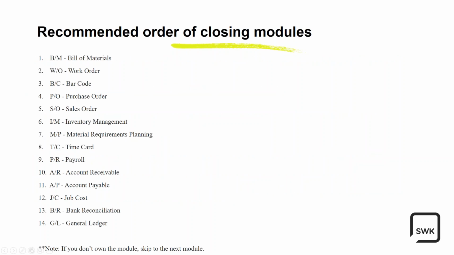Sage's recommended order of closing modules is as follows: bill of material, work order, barcode, purchase order, sales order, inventory, MRP, time card payroll, receivables, payables, job cost, bank reconciliation, and finally general ledger. If you do not own any of these modules, you can just skip to the next one.